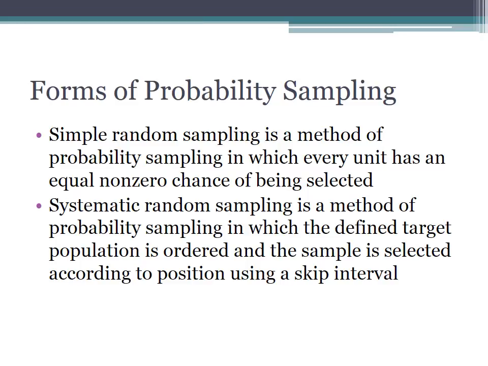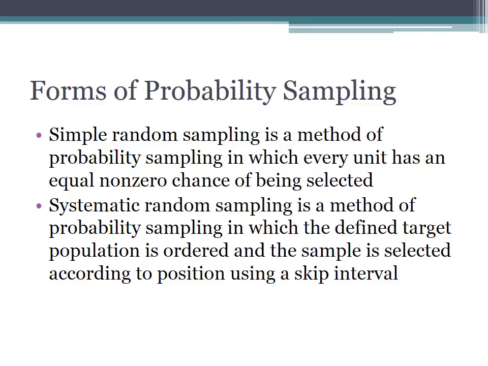The first one is the simple random, and that is when everyone has an equal chance of being selected. It's a method of probability sampling in which every unit has an equal non-zero chance of being selected. The non-zero chance just means that everyone has a chance of being selected. An example of this would be a teacher just putting everybody's name in a hat and pulling out 10 of them.